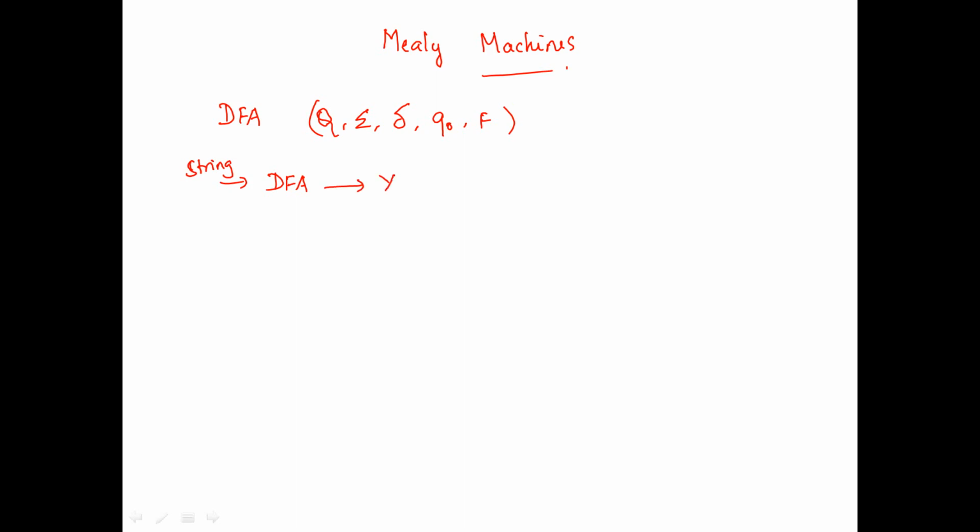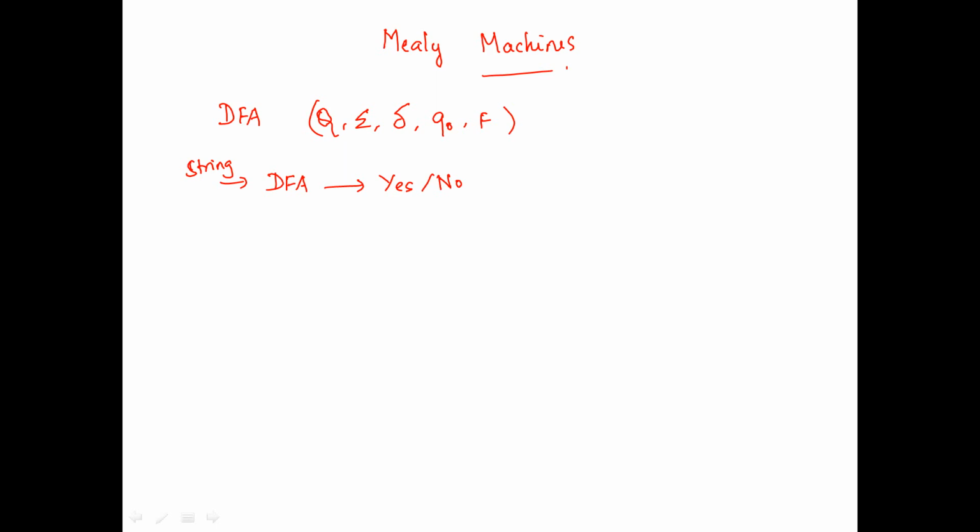So in this video we are going to see about a special case of DFA called Mealey machines. The DFA that we have seen so far has a set of states, a set of alphabets, the delta transition function, the initial state and the set of final states. The input to a DFA was a string composed of symbols in the input alphabet, and the output was a yes or no decision, which meant the string was accepted or rejected by the machine.